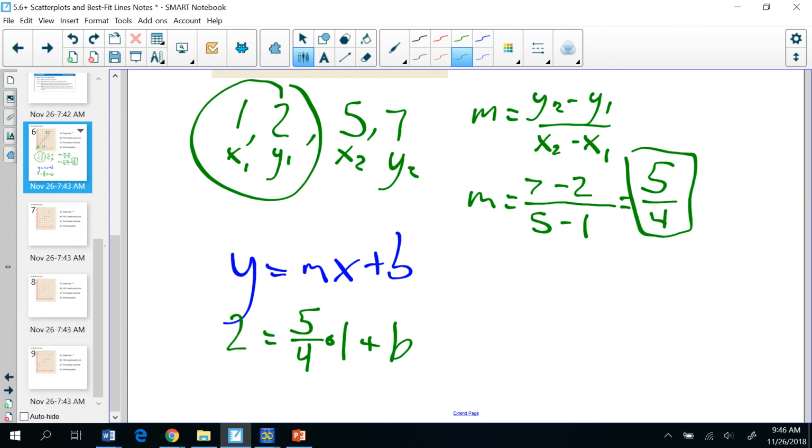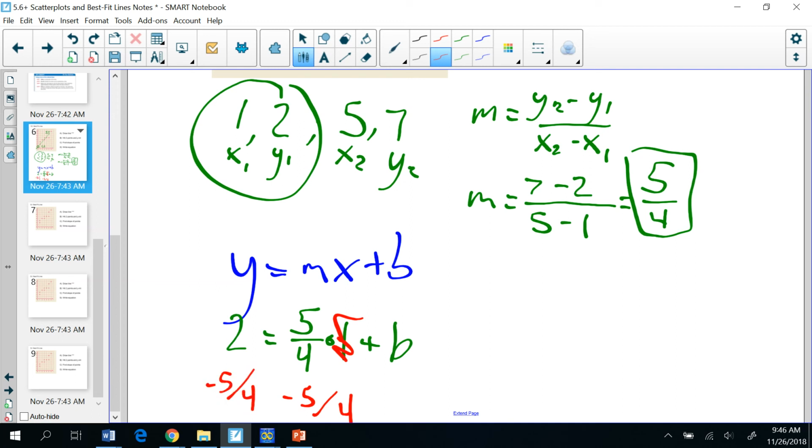All right. 2 is equal to 5 over 4 times 1 plus b. What is 5 over 4 times 1? Well, it's just 5 over 4. So we don't really need to worry about this 1. I'm going to go ahead and scribble that out a little bit. 2 is equal to 5 over 4 plus b. In order to get b by itself, I have to subtract 5 over 4 from both sides. Because this 5 over 4 isn't attached to any variables, I'm just subtracting it. If you were trying to multiply it out, you can still get an accurate equation, but it won't turn it into b by itself.